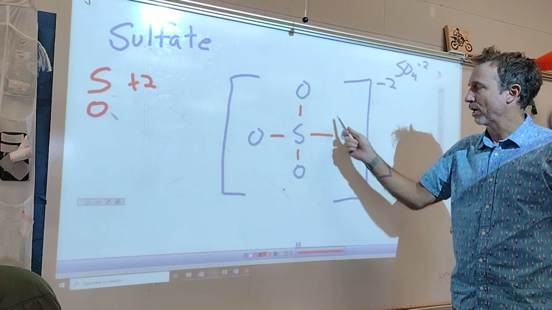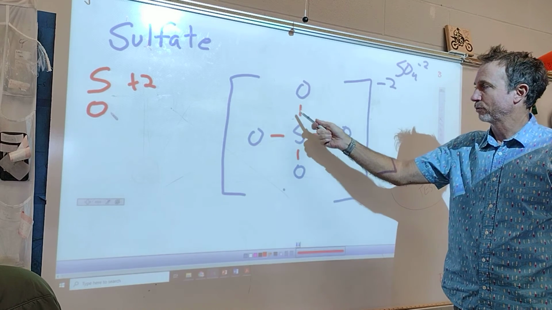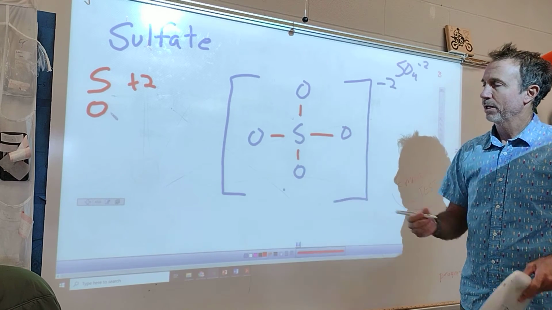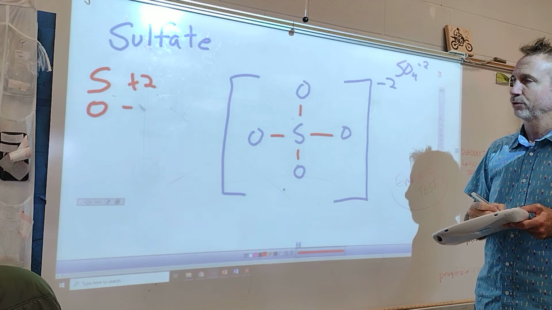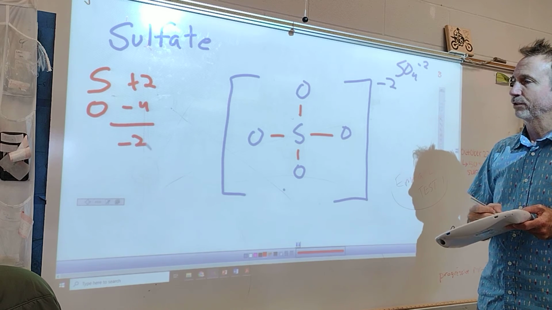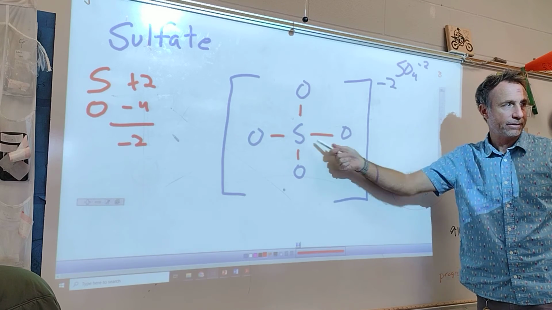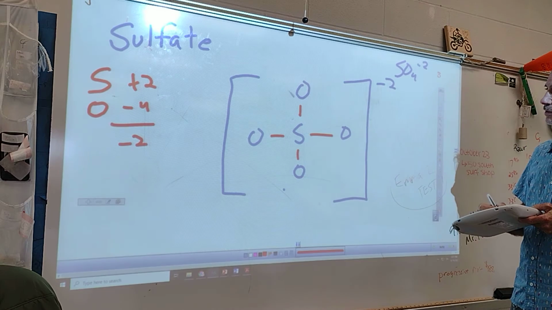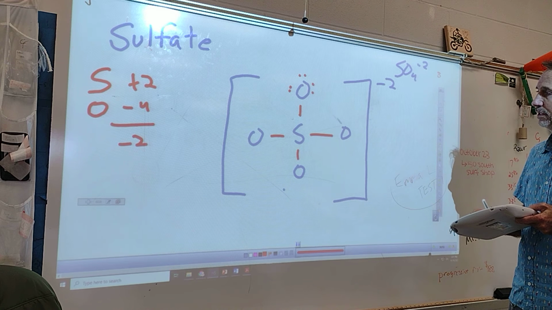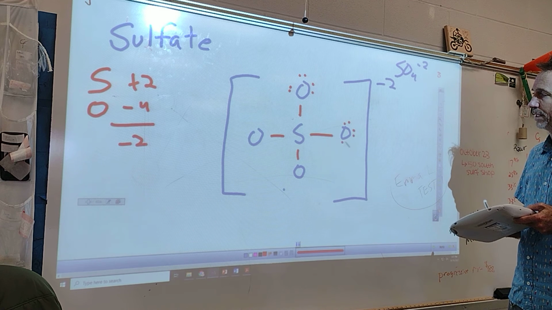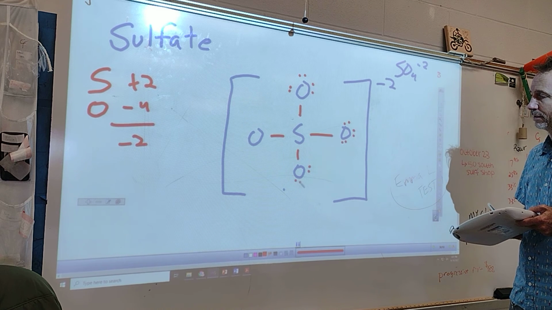Every O wants to have 2 lines, so there's one missing. 1, 2, 3, 4. O is at -4. What's plus 2 minus 4? -2. And this thing has a -2 charge. So this is what it looks like. And then you just add your valence electrons. And this, y'all, is sulfate as a polyatomic ion.